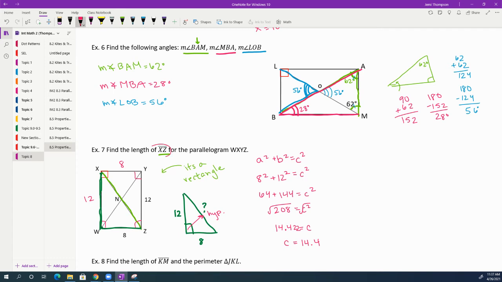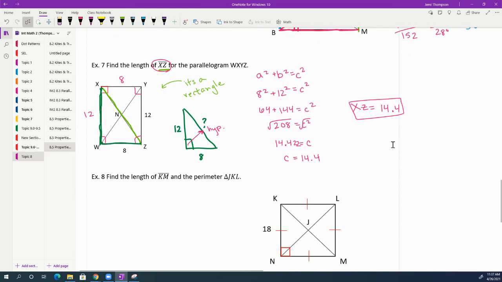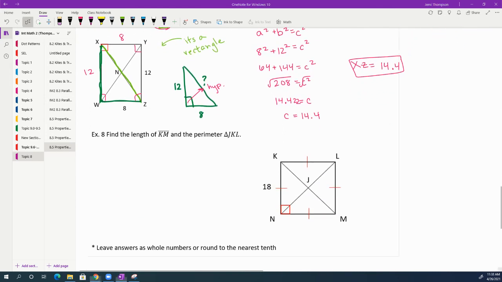Going back to my original problem, I was asked to find xz, and that's exactly what I did find. Now, I called it c, but that's arbitrary, so I want to go back and call it xc because that's what it asked for, and I get 14.4. Now, in your homework, they could ask you to round to whatever decimal they want. We're just going to leave answers here to the nearest tenth, but pay attention to questions and make sure that they don't change that on you.